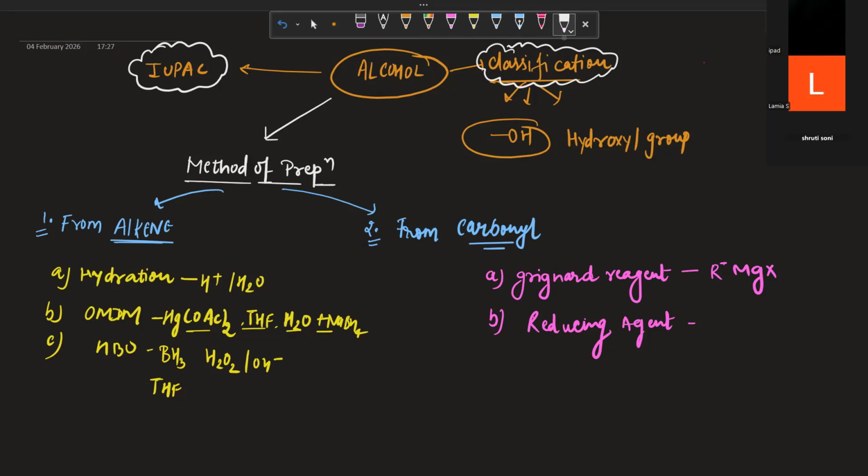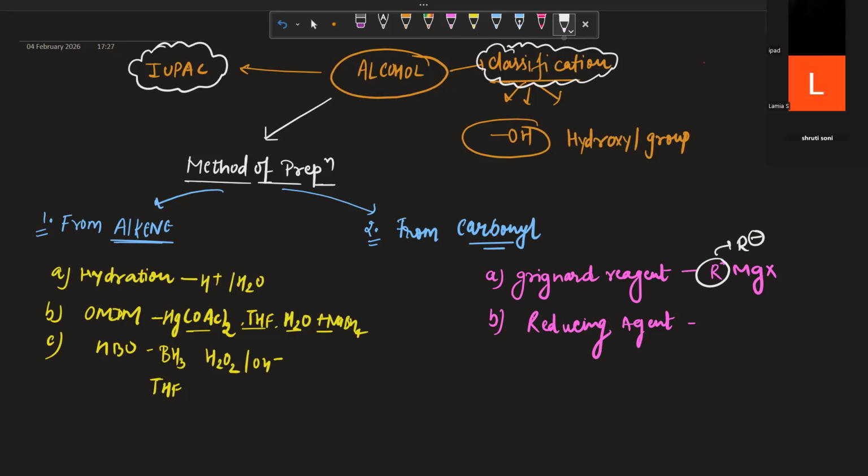The R minus will attack the carbon, and then the double bonded O will fall off. Yeah, the electrons of the double bond shift toward the oxygen. Great. Then in reducing agents, what sort of agents are we using?